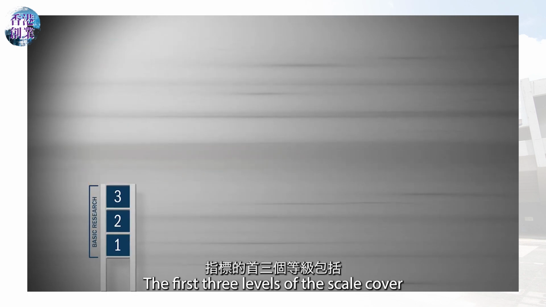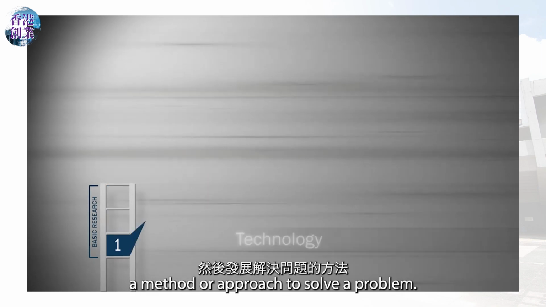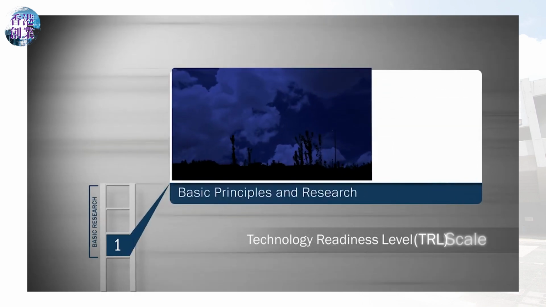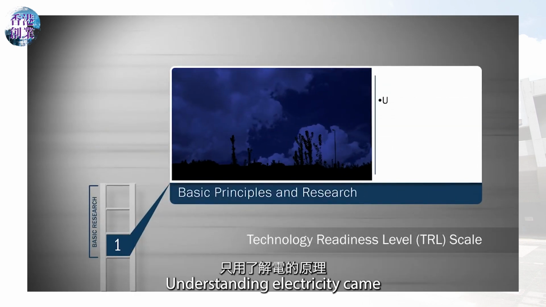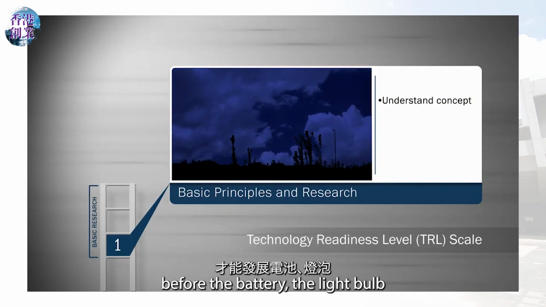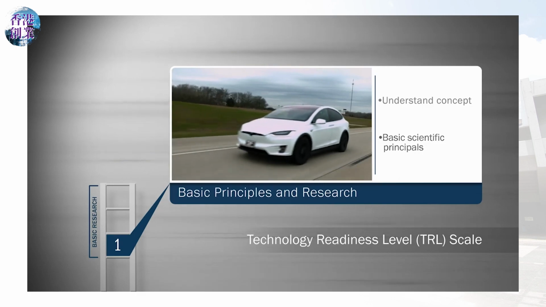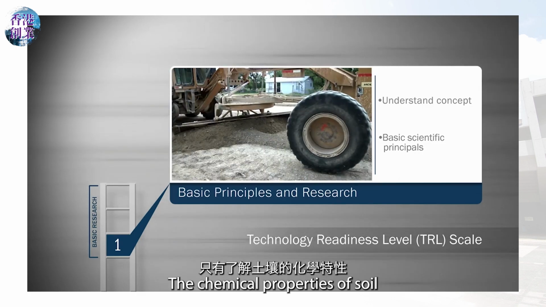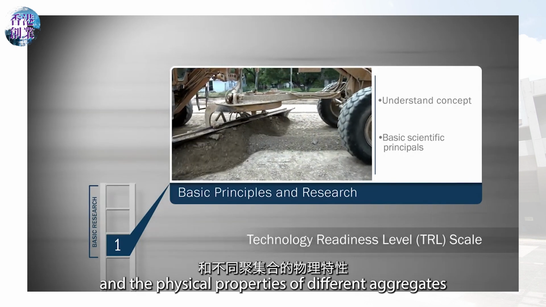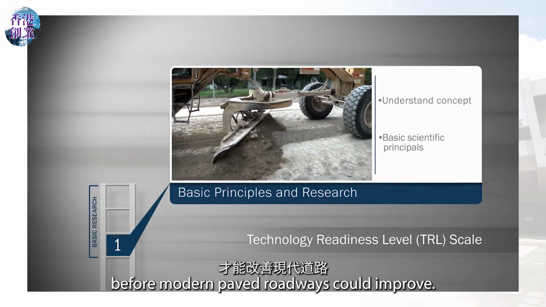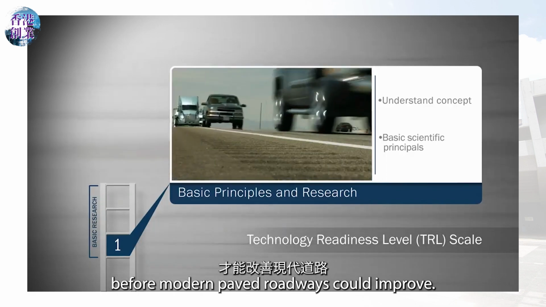The first 3 levels of the scale cover the basic research stage, including work that strives to understand concepts and principles that could lead to a method or approach to solve a problem. Understanding electricity came before the battery, the light bulb, and the electric car could come along. The chemical properties of soil and the physical properties of different aggregates came before modern paved roadways could improve.